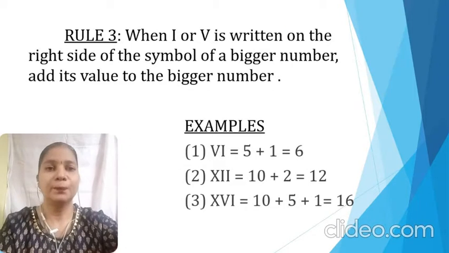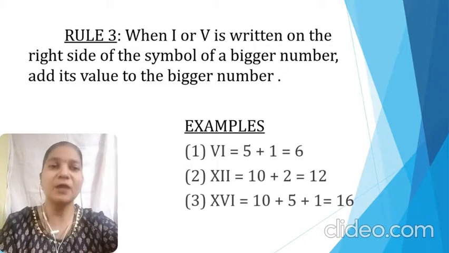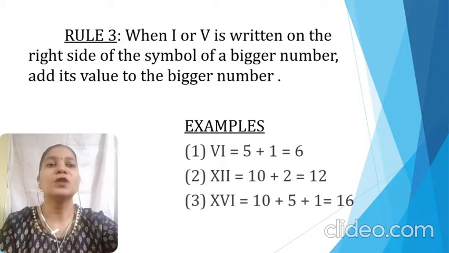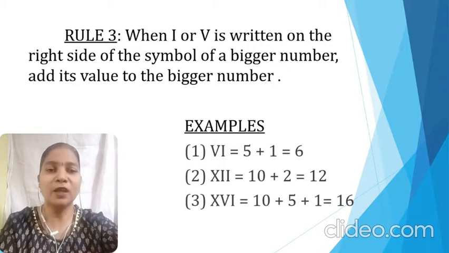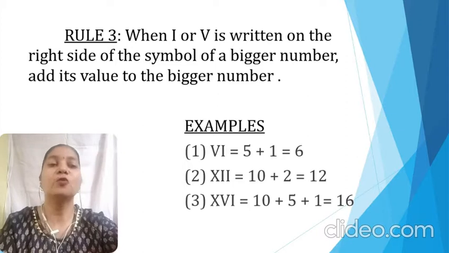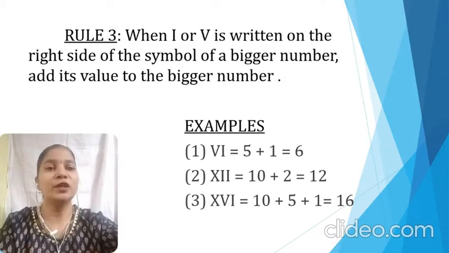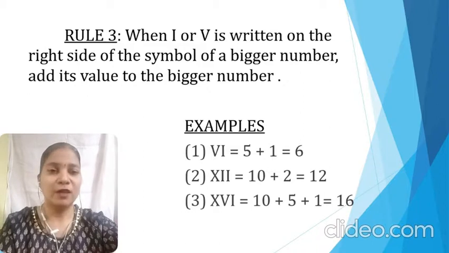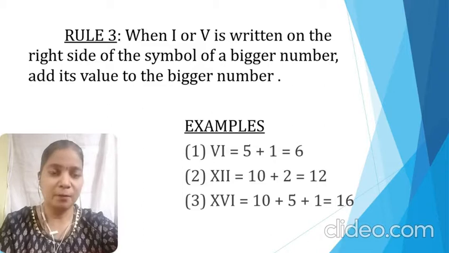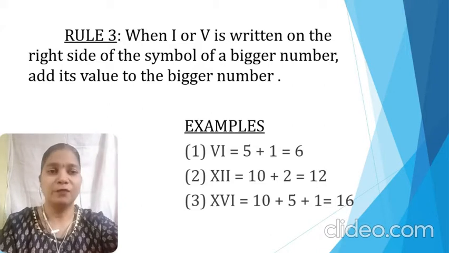Now rule number 3. When I or V is written on the right side of the symbol of a bigger number, add its value to the bigger number. Means if I or V is on the right hand side, then we have to add it. For example, first example, VI: V means 5 and I means 1. So 5 plus 1 is equal to 6. Second, XII: X means 10, one I means 1, another I means 1, so 2. 10 plus 2 is 12.